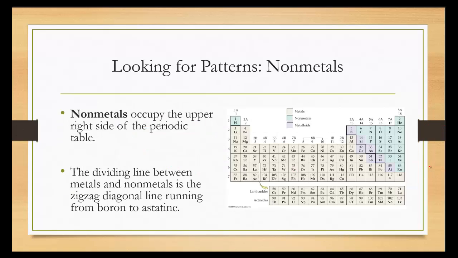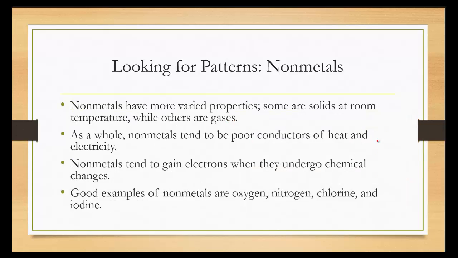Nonmetals are on the upper right hand corner of the periodic table, plus hydrogen. Don't forget about hydrogen on the left. The dividing line between the metals and nonmetals is a zigzag diagonal line running from boron to astatine. Nonmetals have more varied properties. Some are solids at room temperature, while others are gases. As a whole, nonmetals tend to be poor conductors of heat and electricity. In other words, they're more insulators.